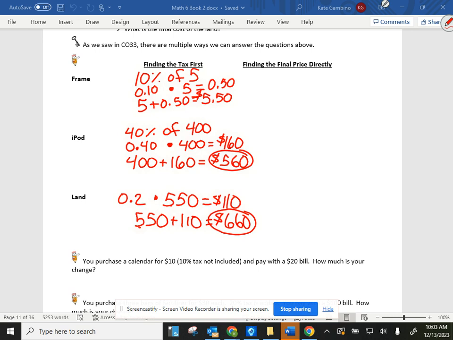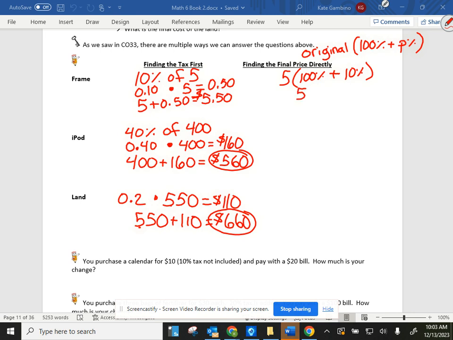Madeline? The original price times 100% plus 100%. Yeah, so original price times that 100%, but instead of subtracting our percent, we are now adding it. So we're going to add that discount to the 100. So what that looks like is for our picture frame, it was $5. And then we have that 100% plus a tax of 10%.